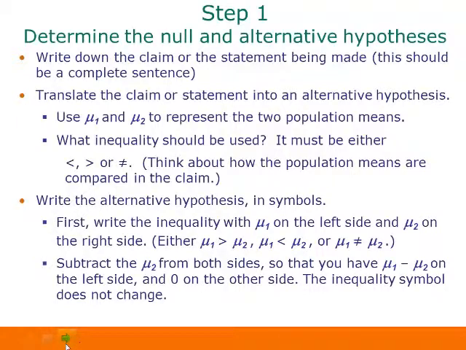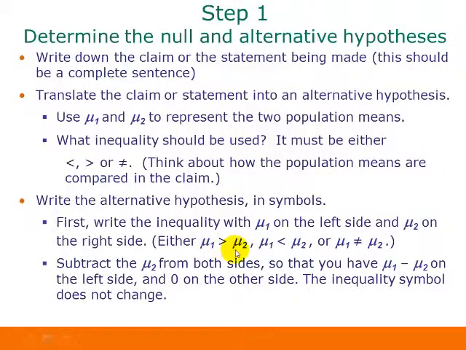When we go to write down our alternative hypothesis, we're going to write it down one way and then we're going to use algebra a little bit to change what it looks like. So first we're going to write the inequality with the mu1 on the left side and the mu2 on the right side. So we'll either have mu sub 1 is greater than mu sub 2, mu sub 1 is less than mu sub 2, or mu sub 1 is not equal to mu sub 2. The reason that we're doing that is because it's really easier to think about just how the two means are going to compare.